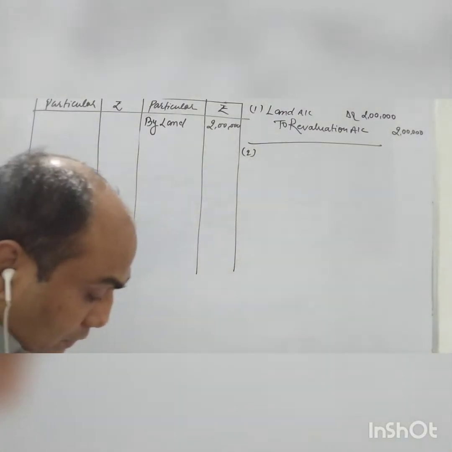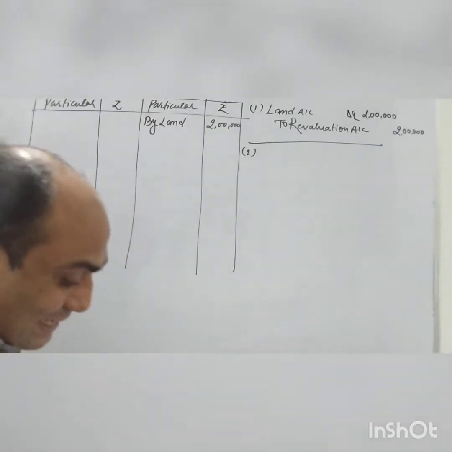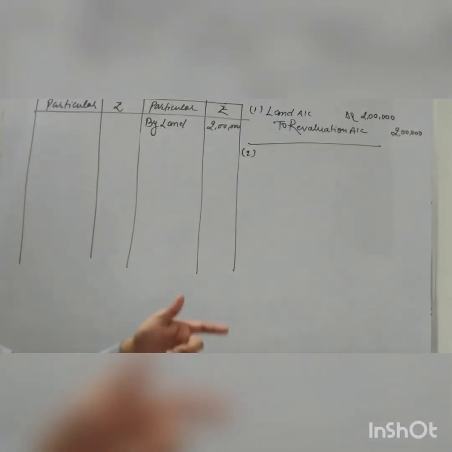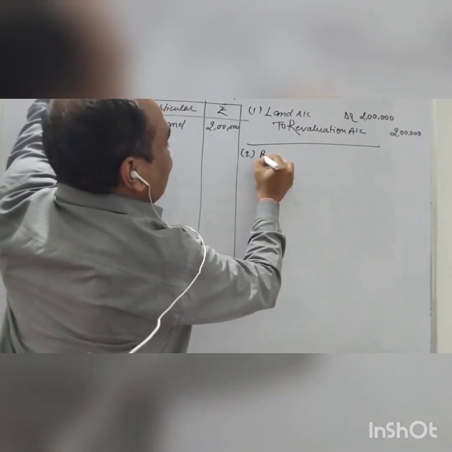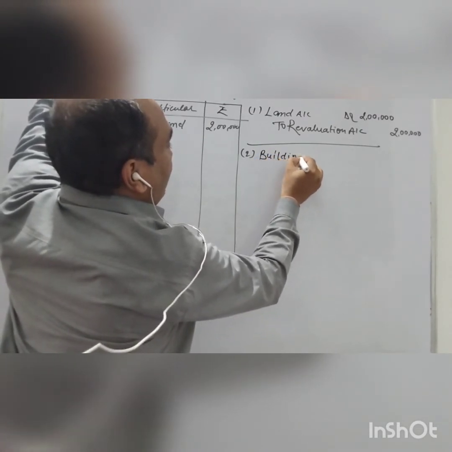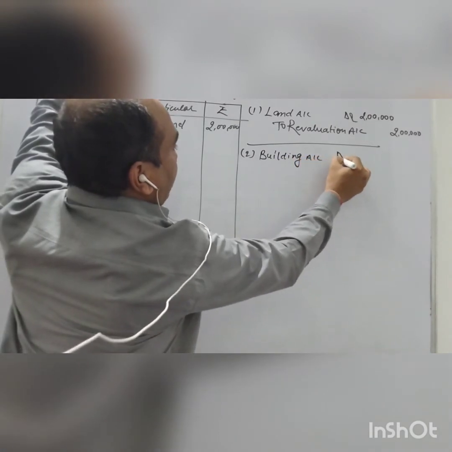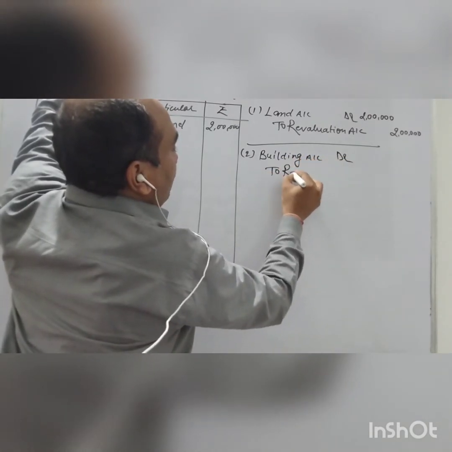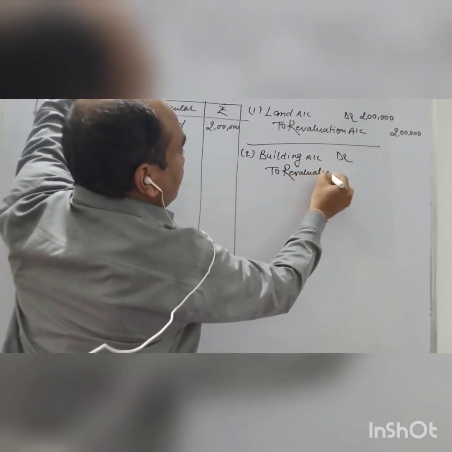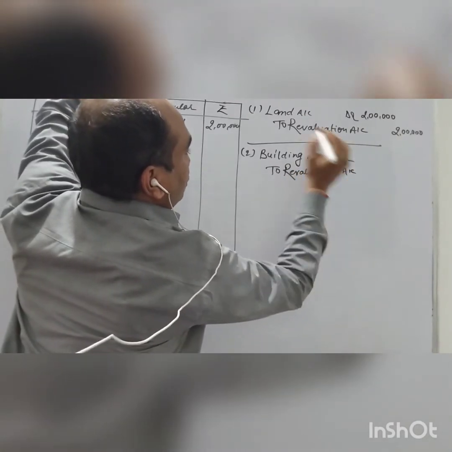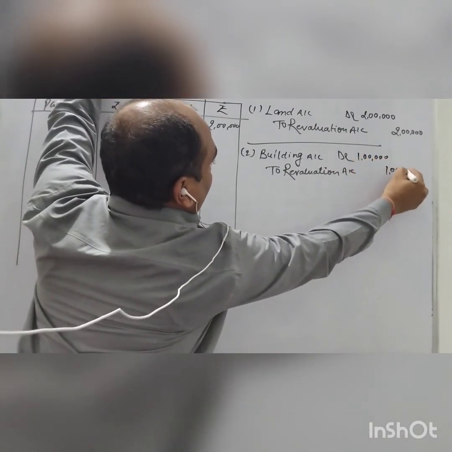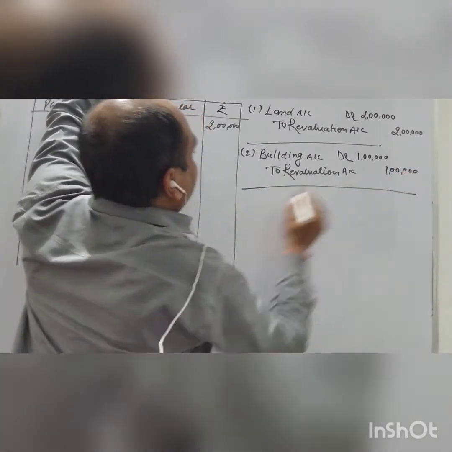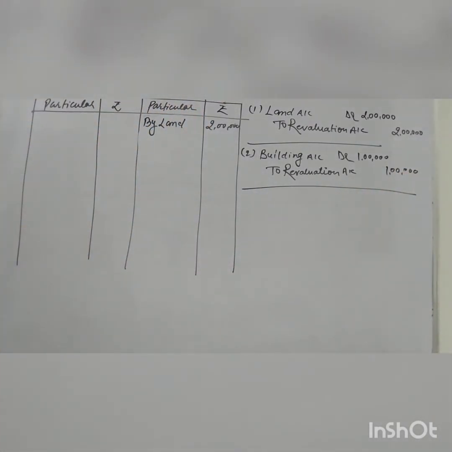Second entry is given. The value of building increases by 1 lakh rupees. Already the value is given in the adjustment. So here building is also our asset. The asset is increasing, so the asset will be debited. Building account debit to revaluation account. How much? 1 lakh rupees. Right? So now we will post over here the same thing.